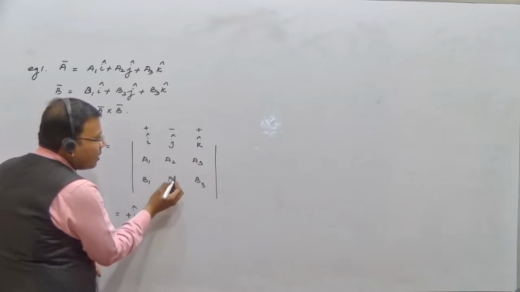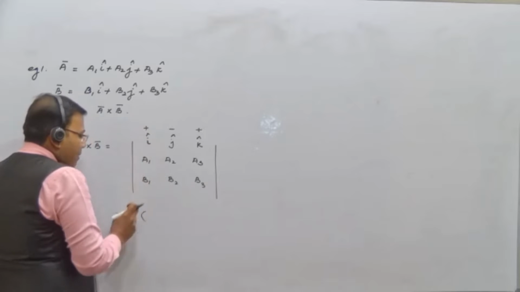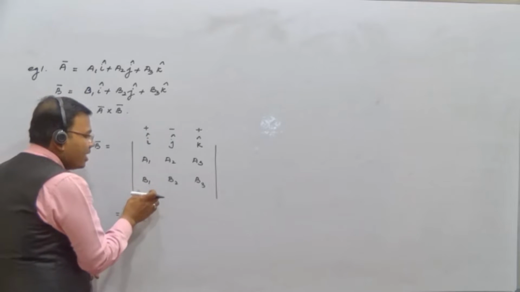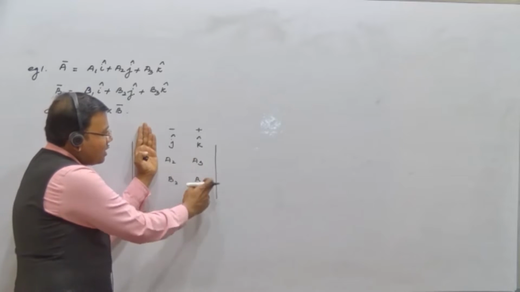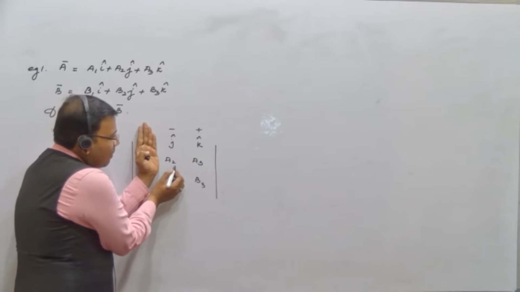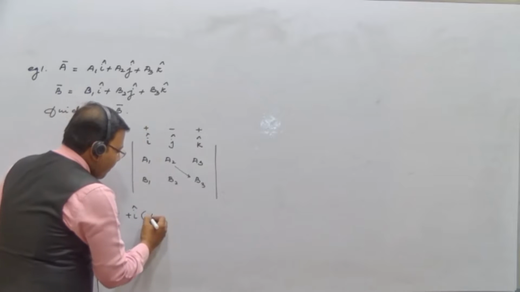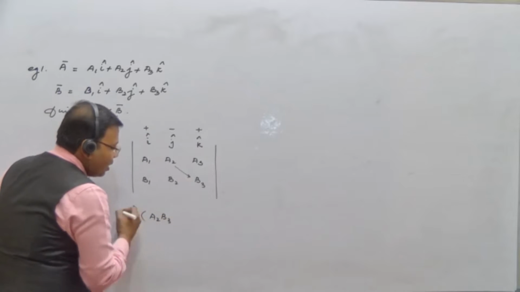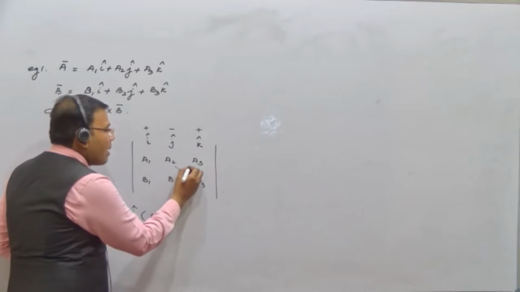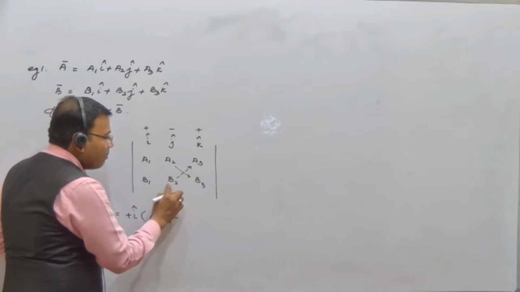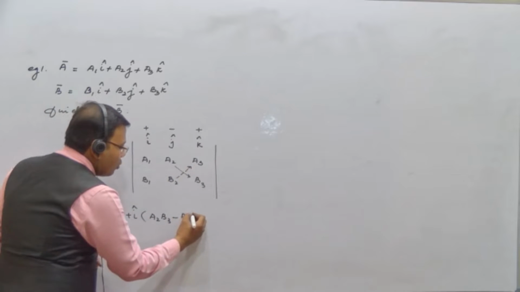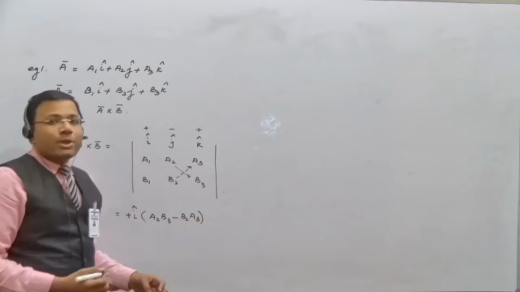How will we find the determinant? See. I repeat once again, I am checking for I, so you leave the column of I. So what is left out? Only this part is left out. You have to multiply it like this. So what is this? A2, B3. When you go up, you take minus, B2, A3. I hope it is clear.